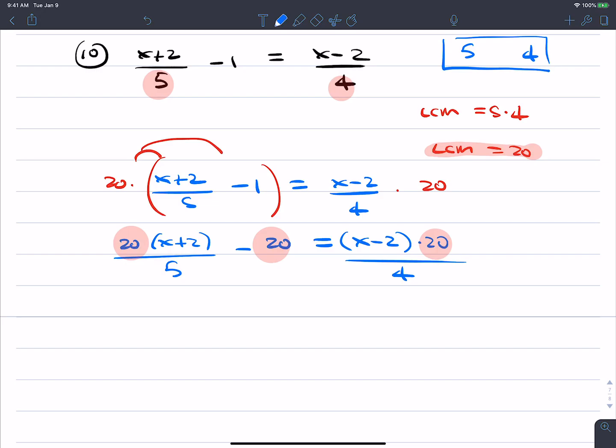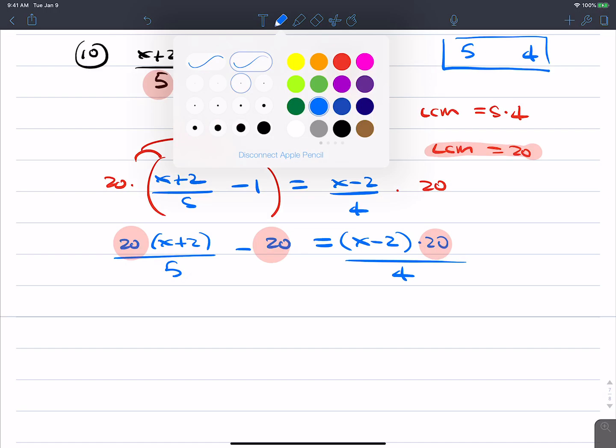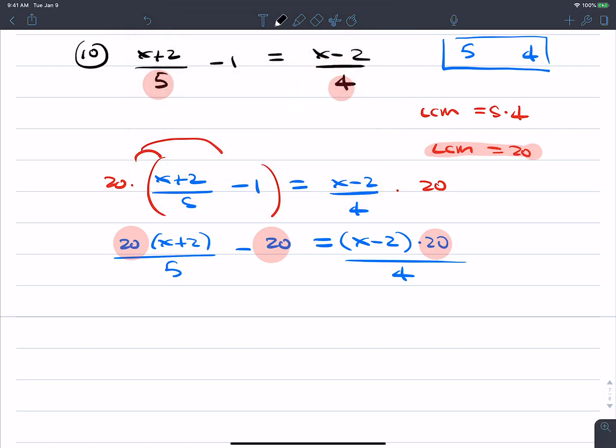And then now you might say, what happens with the rest of this? Well, if we've done this correctly, what's going to happen again? Yeah, when we simplify, we're going to get nice whole numbers. In other words, your fractions, the denominator goes away with everything here. So 5 goes into 20 how many times? 4. This is just 20 here. 4 goes into 20 how many times? 5.